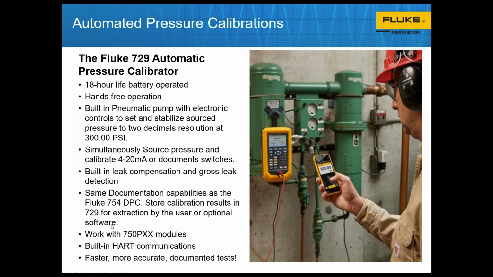If you own any Fluke 750 pressure modules, which are external pressure modules that we use for higher pressures, you can still use a hydraulic pump and this device with a pressure module and automate calibrations and document them using this.